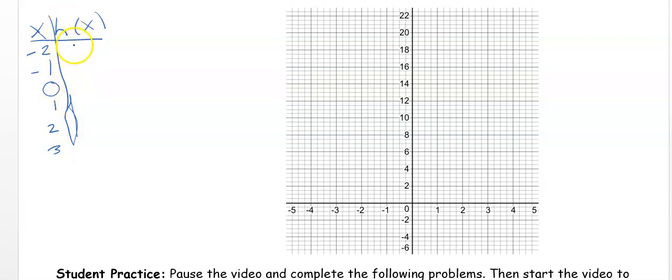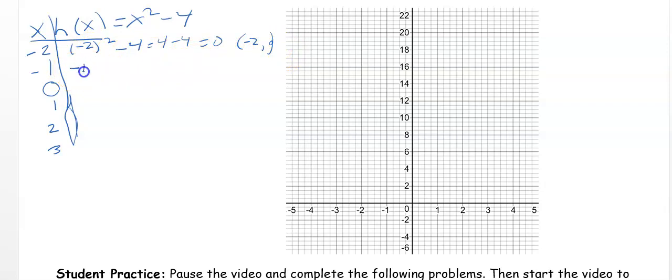Now I'm going to calculate h of x, and h of x was x squared minus 4. So I'm going to have -2 squared minus 4, which is 4 minus 4, which is 0. So one of my points is (-2, 0). The x I put in gives me the x coordinate. What I calculated is the 0.